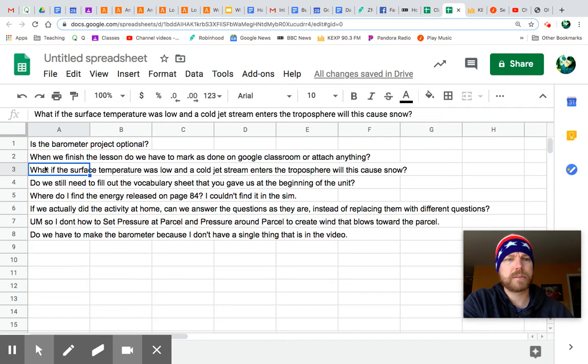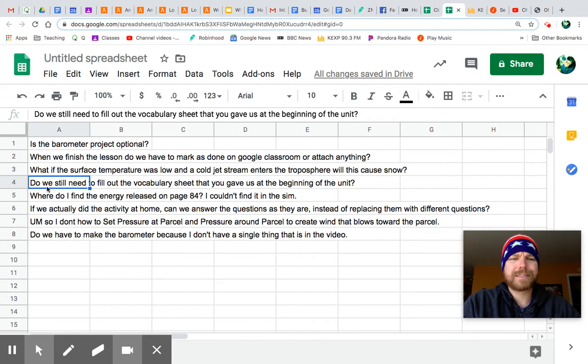Number three, what if the surface temperature was low and a cold jet stream enters the troposphere? Will this cause snow? Well, I guess that just depends on the difference in temperature and how much energy is actually being transferred out of that air parcel. Because if the surface temperature was low already to begin with, it might not rise very high in the atmosphere. I'm not going to say yes or no 100% of the time, but those are just some things to consider.